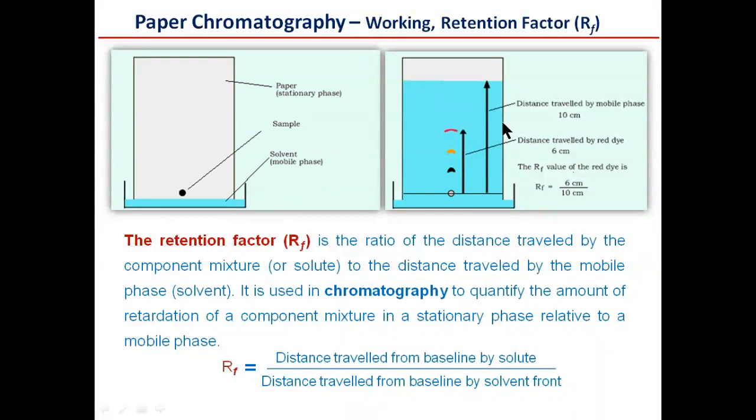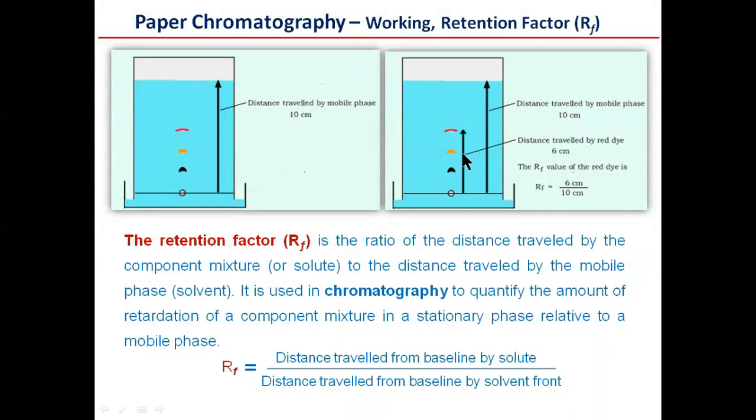the distance traveled by the mobile phase. It's the total distance traveled by the mobile phase, or we can also call it the distance traveled by the solvent front. And next is the distance traveled by the red dye. Let's say it is 10 centimeters traveled in the upward direction through the capillary action, and this is the distance traveled by the red dye. Let us calculate the RF value of the red dye, that is the retention factor.